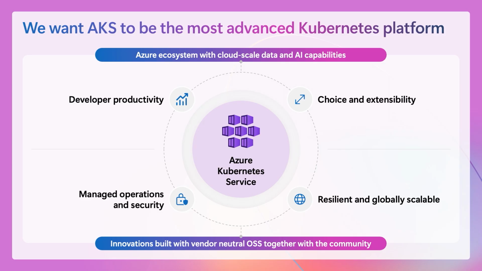Customers choose Kubernetes for its flexibility, scalability, portability, and the ecosystem. AKS preserves these attributes and builds on top of them. We want to make AKS the most advanced Kubernetes platform, and we have 4 areas that we focus on. Making it easier for developers to be productive, providing recommendations but still allowing flexibility for your own way of doing things, and providing a secure, managed Kubernetes service with managed add-ons and nodes, and ensuring a resilient, scalable platform for customers to run their mission-critical apps.